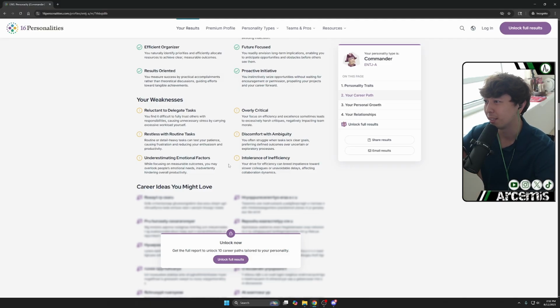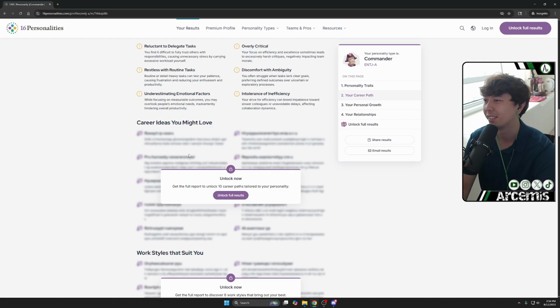Underestimating emotional factors. While focusing on measurable outcomes, you may overlook people's emotional needs, inadvertently hindering overall productivity. I think I struggled with this greatly in the past. I'd like to believe that has improved. And this is probably not the case. Intolerance of inefficiency. This one I'm gonna stay neutral. It doesn't bother me to a point where it affects the collaboration dynamic, but I do get bothered when somebody is inefficient, including myself. It bothers me greatly if I find myself to be inefficient.